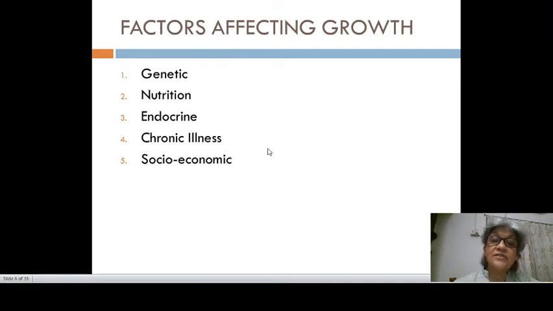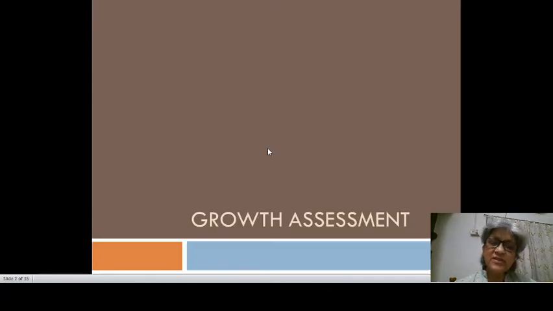Coming to the organic causes, endocrine factors affect growth. We know thyroid hormone, growth hormone, sex hormones, they all play their role more or less at different age groups. Illness, any sort of chronic illness may affect growth. And finally, the socioeconomic factors, starting from poverty to stress to nurturing care, they all have definite impact on growth of a child. Now, with this background of growth, we know the importance of assessing growth. So how do we assess growth and what do we assess?